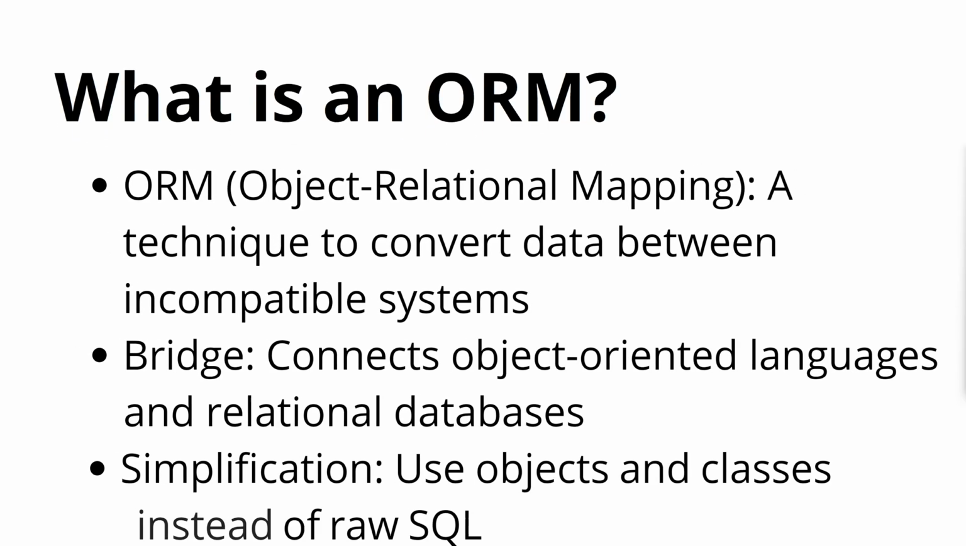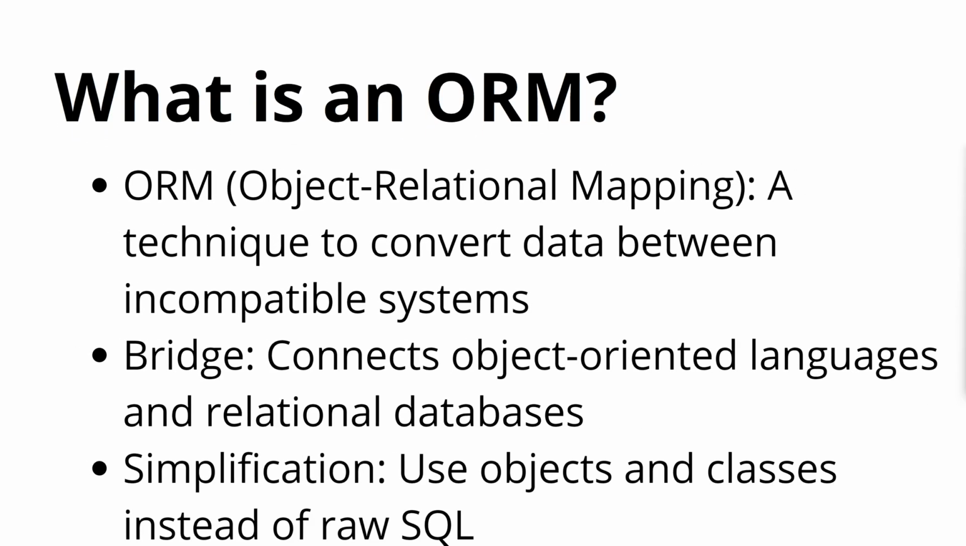Now, you might ask, what's an ORM? Well, in general, an ORM, or again, Object Relational Mapping, is a programming technique used to convert data between incompatible systems, specifically between object-oriented programming languages and relational databases. So in simple terms, an ORM allows developers to work with databases using objects and classes instead of writing raw SQL queries or dealing with low-level database details.